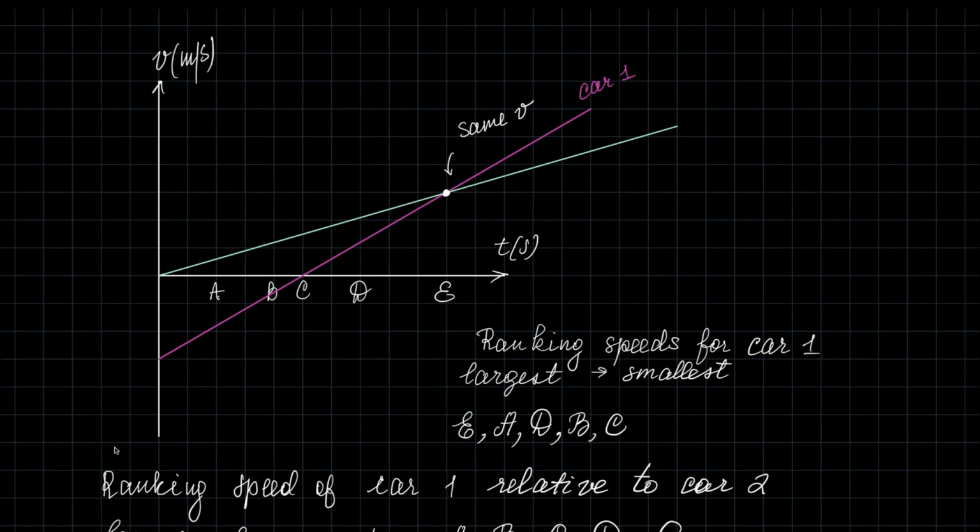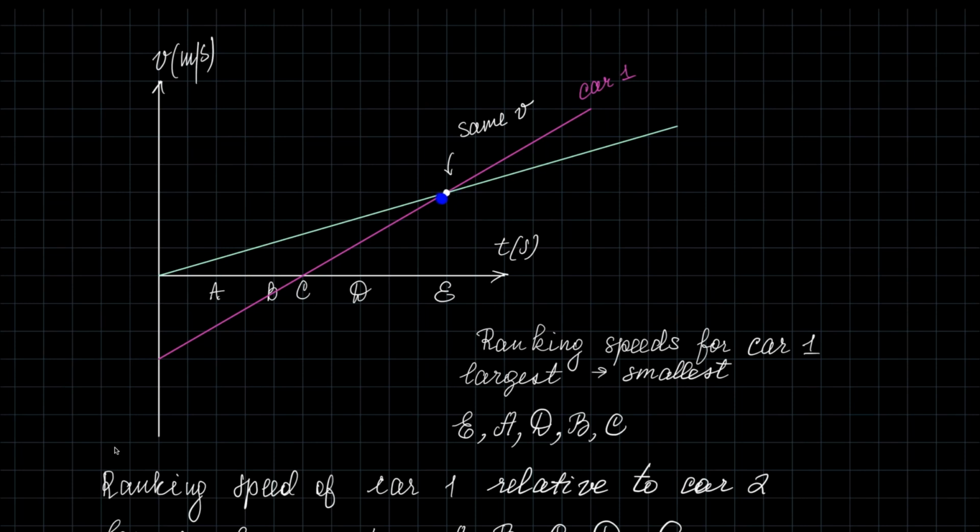There was a lovely question about the two cars, and we were given their velocity graphs, velocity versus t, I should say, acceleration graphs basically, and asked to rank the speeds for car 1, being the pinky one, so it's this one. We're ranking speeds, so just the rate of motion, plus or minus doesn't really matter. We're supposed to go from largest to smallest.